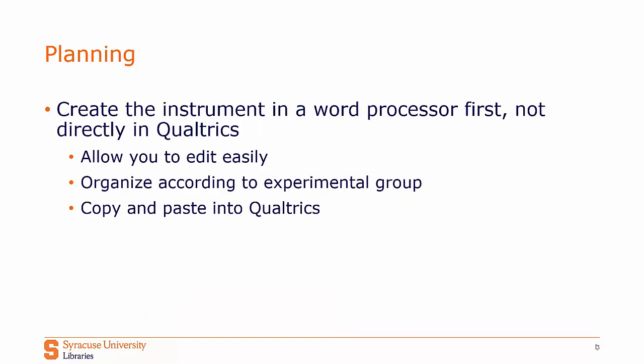I strongly suggest creating the instrument in a word processor first, not directly in Qualtrics. This will allow you to edit things more easily. You can organize the questions and treatments according to experimental group. And then when you're done, you can just copy and paste it into Qualtrics. You don't have to retype everything.